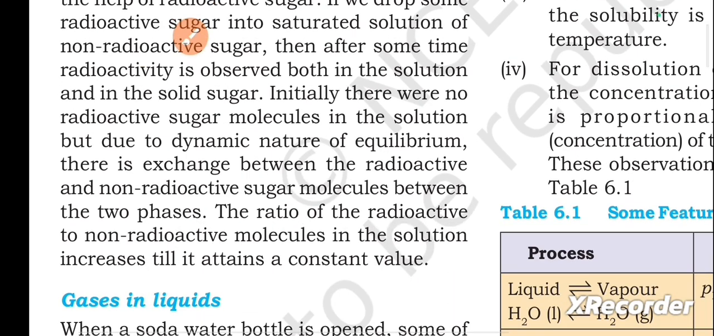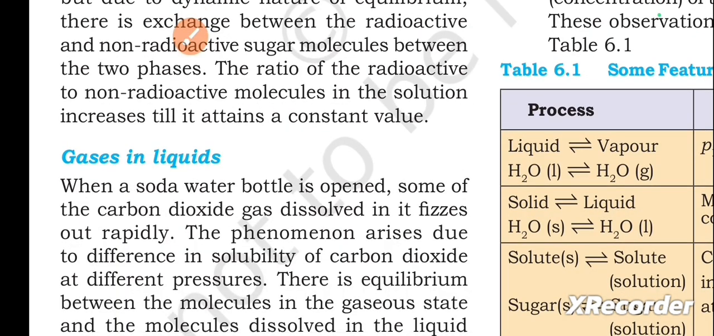Initially, there were no radioactive sugar molecules in the solution, but due to the dynamic nature of equilibrium, there is exchange between the radioactive and non-radioactive sugar molecules between the two phases. The ratio of the radioactive to non-radioactive molecules in the solution increases till it attains a constant value.